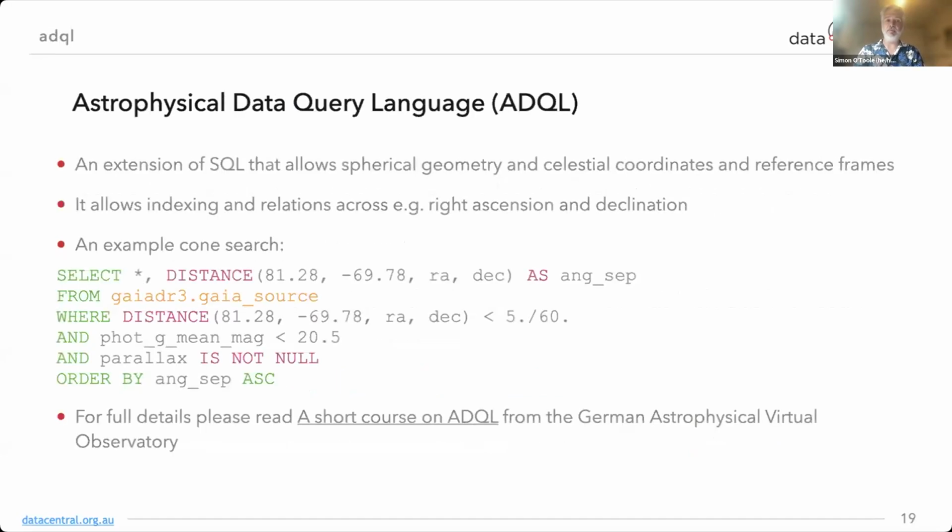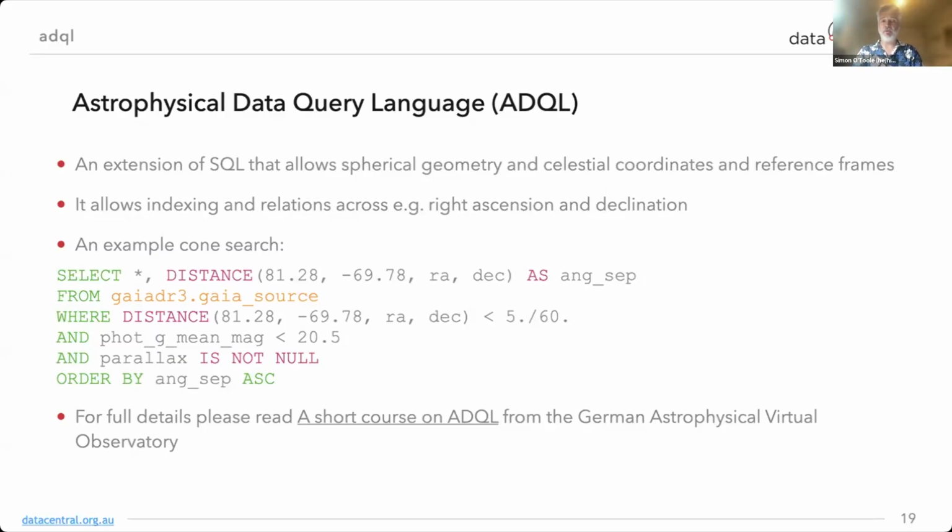ADQL, here is an example cone search that you might do with ADQL. So ADQL is an extension of standard SQL, structured query language, and it basically allows spherical geometry and celestial coordinates and reference frames to be considered, so that you can index across coordinates such as right ascension and declination. As Chris mentioned earlier, it only accepts ICRS coordinate systems, so just bear that in mind. So you'll see a lot of things in degrees and not arcseconds or arcminutes as you might be more familiar with. But it allows you to do a lot. That's just a simple Gaia DR3 query.